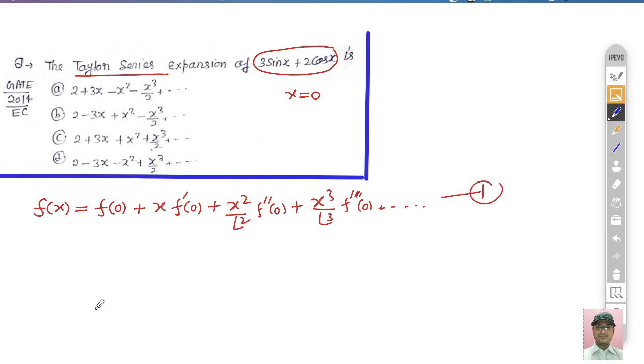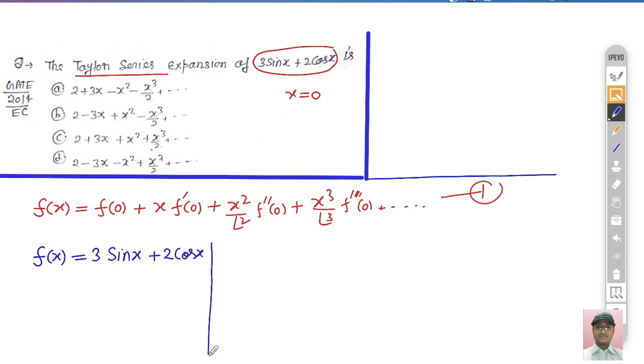So the same problem you can solve both ways. Either you directly write the expansion of sin x and cos x, simplify, and get the result, or you can adopt the second approach, that is f(x) is already given to you. It is 3 sin x plus 2 cos x. So again we have to find out what? f(0), f dash 0, f double dash 0, f triple dash 0.